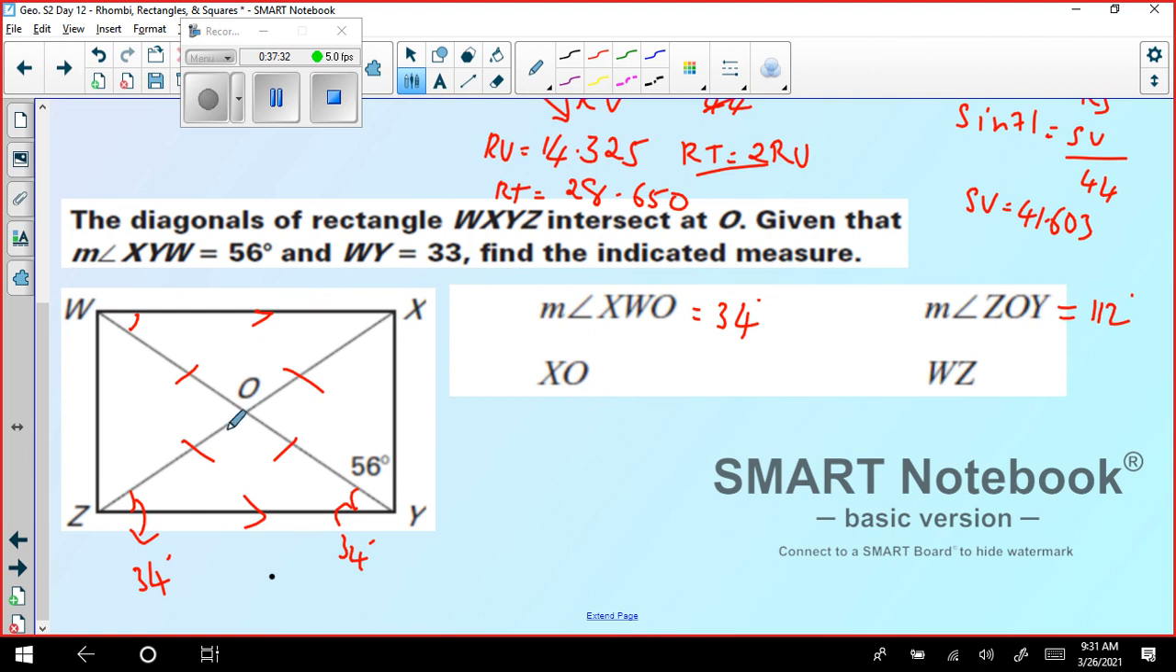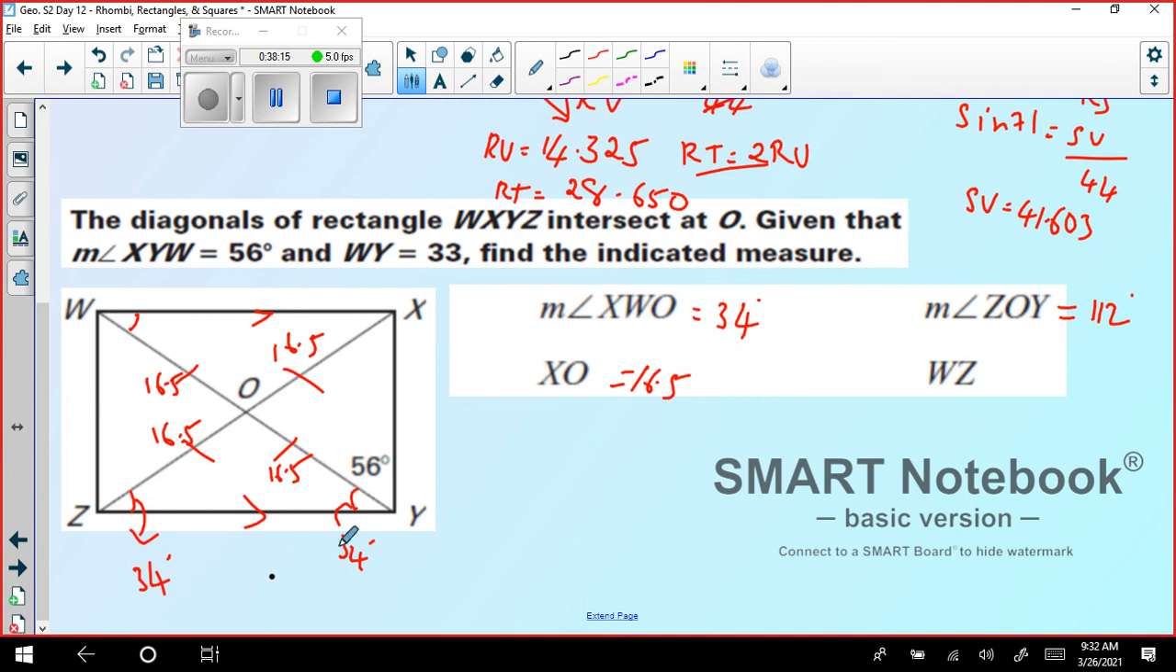Next they are asking us XO. But we have the value of WY. If WY is 33, each of this is 33 divided by 2, which is nothing but 16.5. So this is 16.5, this is 16.5, this is also 16.5, and this is 16.5. This will apply only to rectangle. If it was another parallelogram, only this portion is congruent to this portion, and this portion to this portion. But in case of rectangle, all these four will be congruent. So therefore, XO is 16.5.